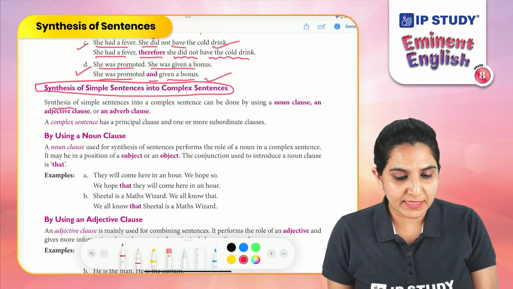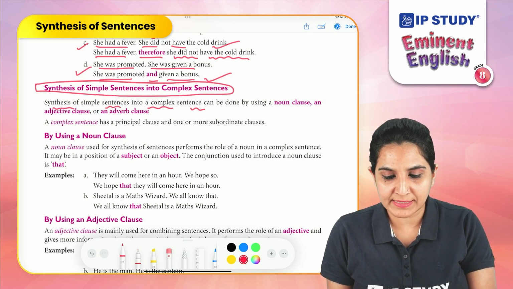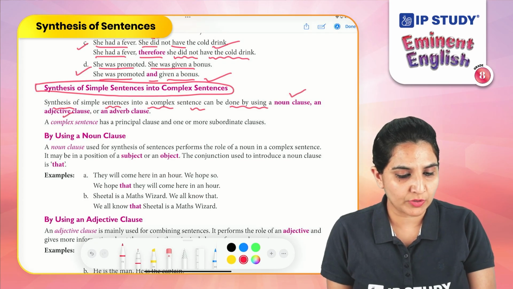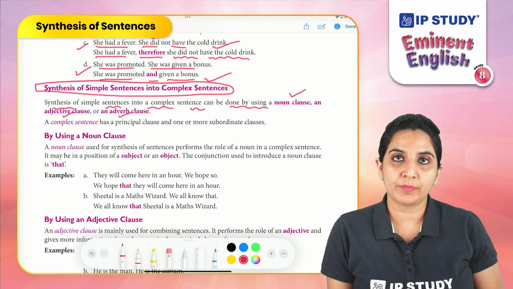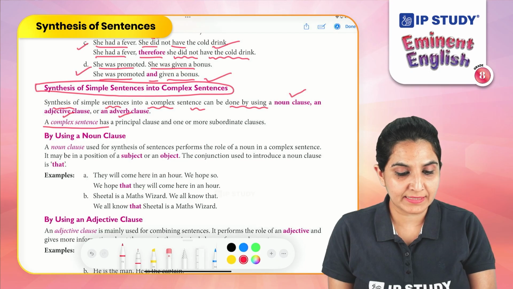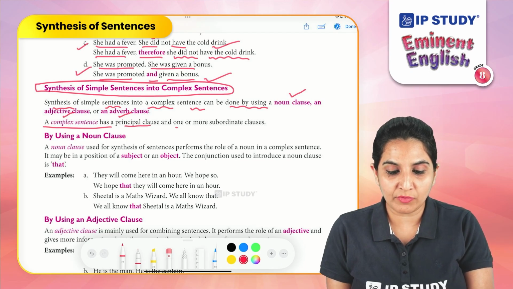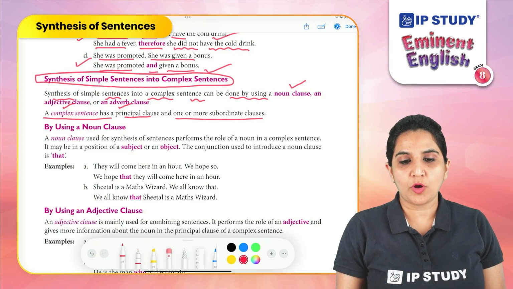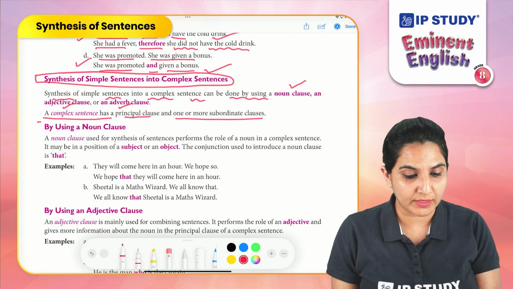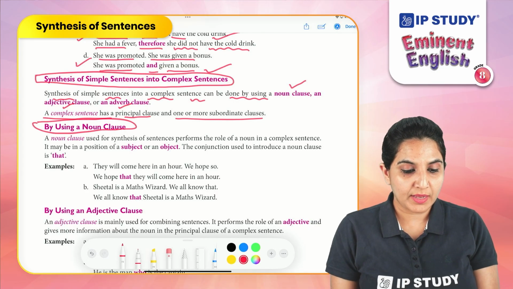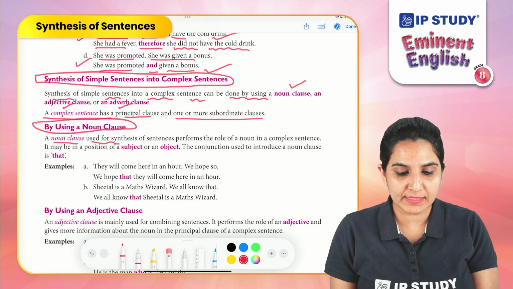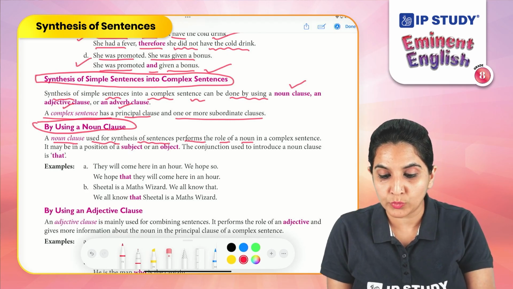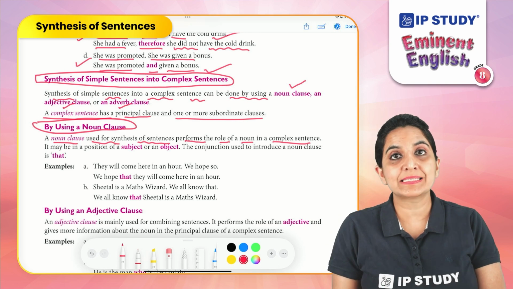Synthesis of simple sentences into a complex sentence can be done by using a noun clause, an adjective clause, or an adverb clause. A complex sentence has a principal clause and one or more subordinate clauses. Let us understand how to form a complex sentence by using a noun clause. A noun clause used for synthesis of sentences performs the role of a noun in a complex sentence.